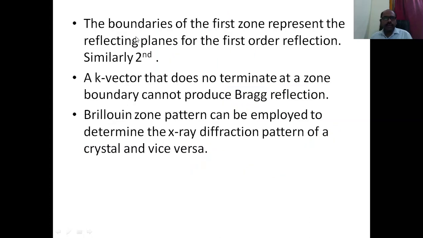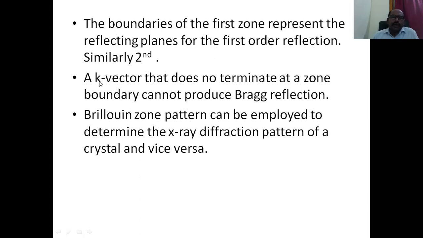So the boundaries of the first zone represent the reflecting planes for the first order reflection. Okay. So in a diffraction pattern, we observe first order diffraction, second order diffraction, and higher order diffractions. That means the first order diffraction corresponds to the reflections of X-rays from the boundaries of the first Brillouin zone. Similarly, the boundaries of the second zone represent the reflecting planes for the second order reflection.